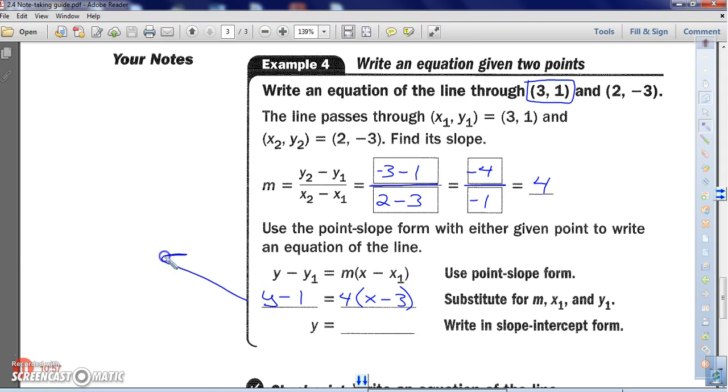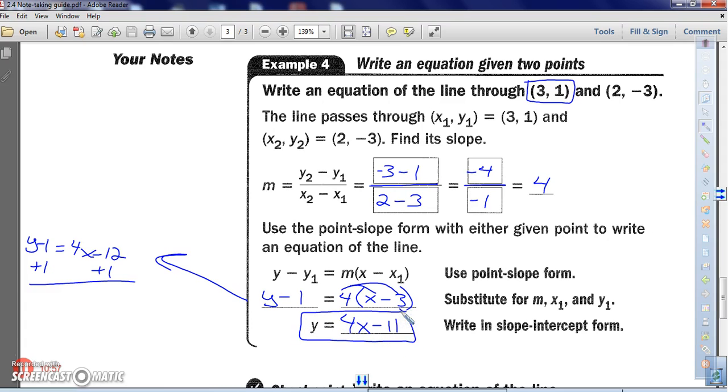So I'm going to move over here where I have some more room. So that's going to be y minus 1 equals, when you times both of these by the 4, you're going to get 4x minus 12. And then lastly, I've got to add 1 to both sides. So I'm going to end up with y equals 4x minus 11. And that's the equation for the line that goes through those points.